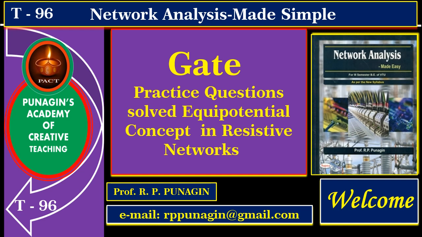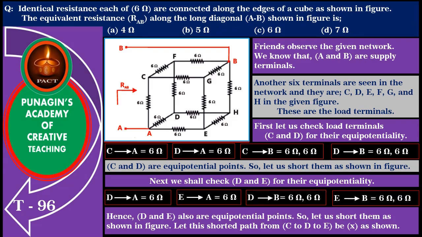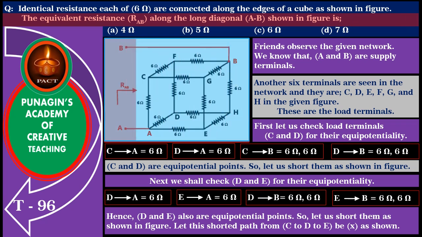In this tutorial, we shall solve GATE questions on network reduction using the equipotential concept. Friends, in this question, it is given that identical resistances, each of 6 ohm, are connected along the edges of the cube as shown in the figure. We are required to find the equivalent resistance RAB along the long diagonal A and B shown in the figure.